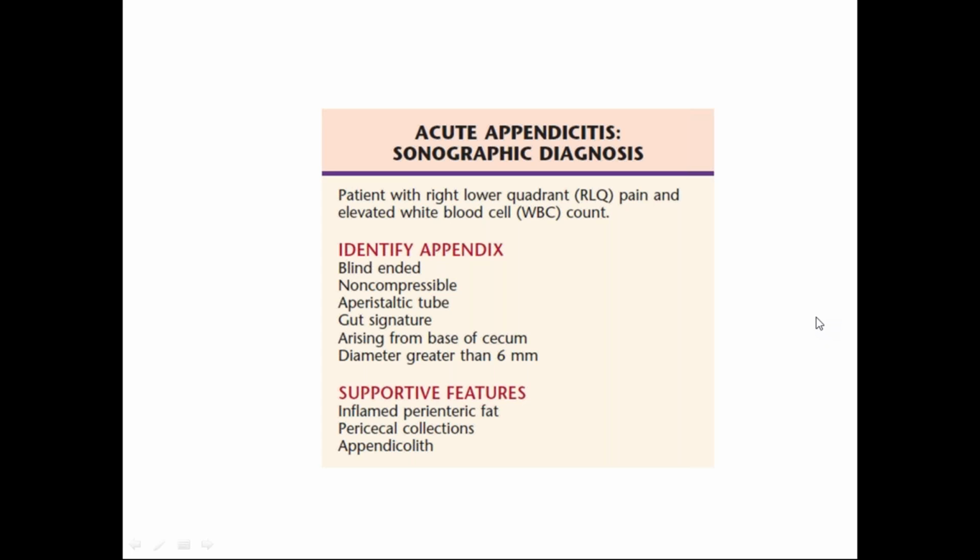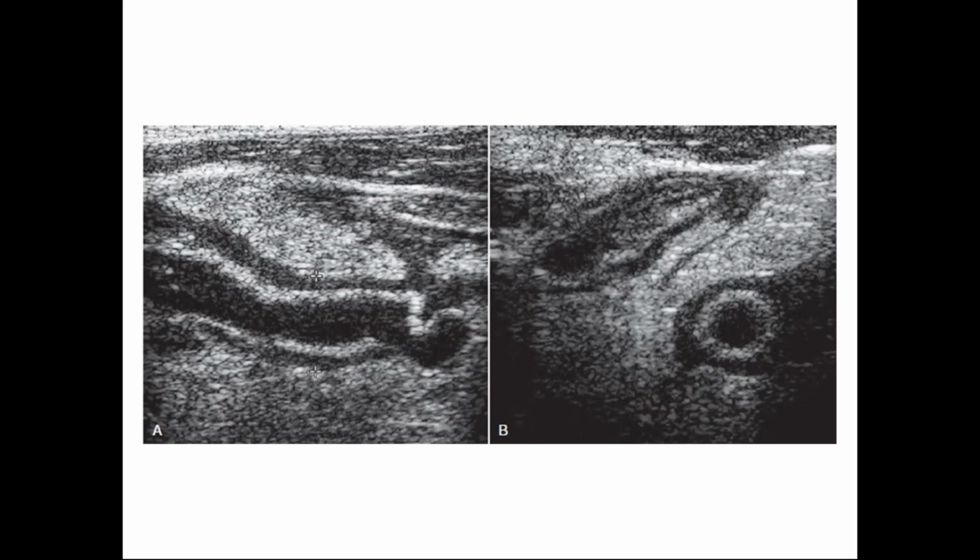In appendicitis, after we visualize and identify the appendix, the diameter of the appendix is more than 6 millimeters, and there is surrounding fluid accumulation or any appendicolith, that is any stones or fecoliths within the appendix, and any pericecal collections or any fat inflammation around the appendix as such.